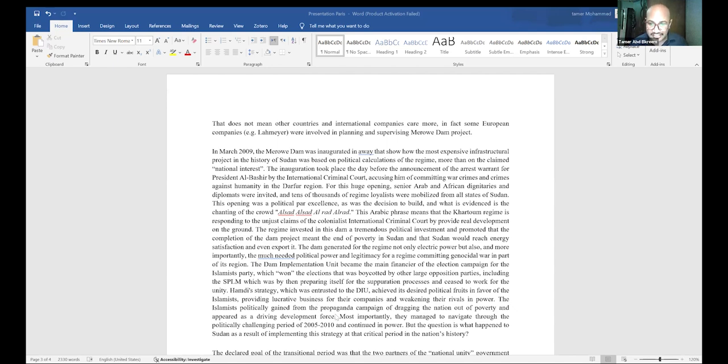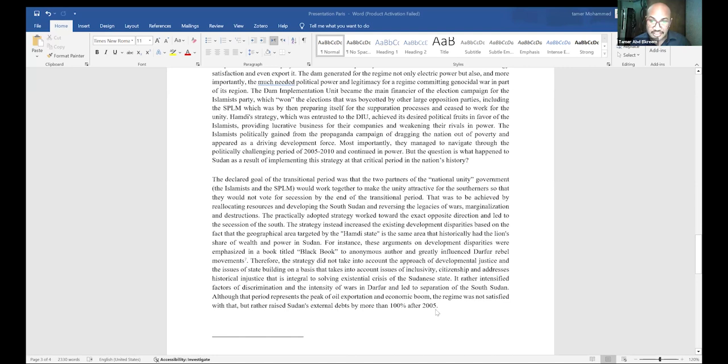Hamdi's strategy, which entrusted the dam's implementation unit, achieved its desired political fruits in favor of the Islamists, providing lucrative business for their companies and weakening their rivals in power. The Islamists politically gained from the propaganda campaign, for example, dragging the nation out of poverty and appearing as a driving developmental force. Most importantly, they managed to navigate through the politically challenging period of 2005-2010 and continued in power. But the question is, what happened to Sudan as a result of implementing this strategy at this critical period of its nation's history?